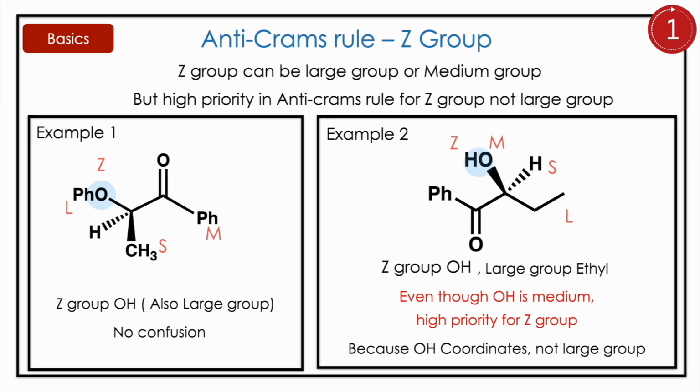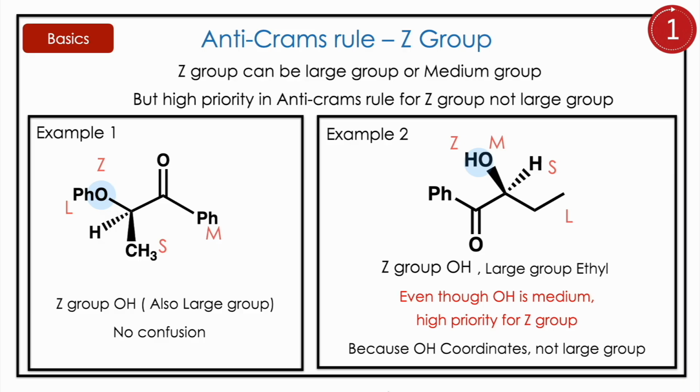In anti-Cram's rule, let us see one confusing factor. The Z group is a coordinating group, but it need not be a large group. We will analyze that by example. In example 1, the large group is PhO, that is also a Z group. It is the coordinating group.